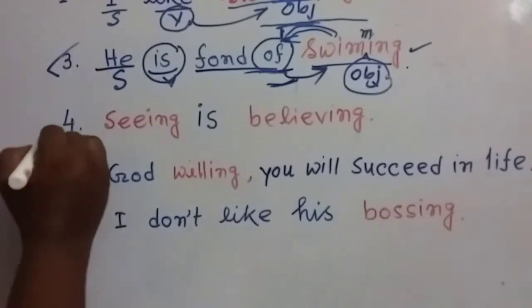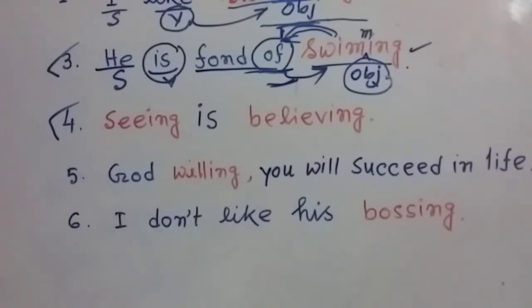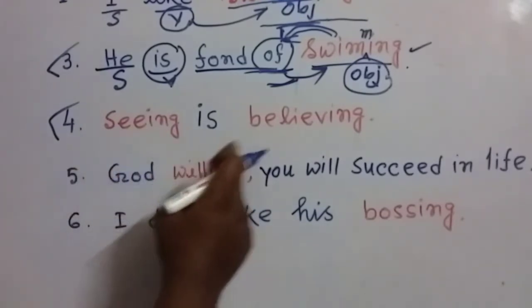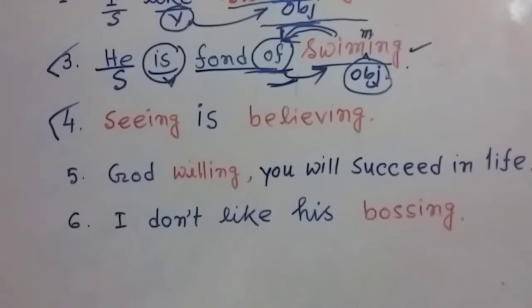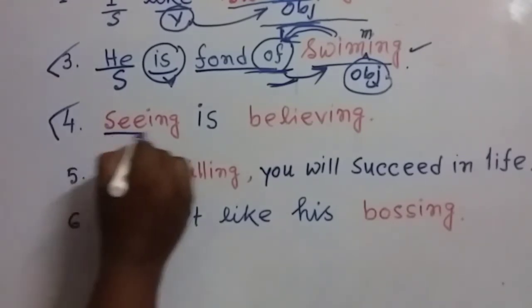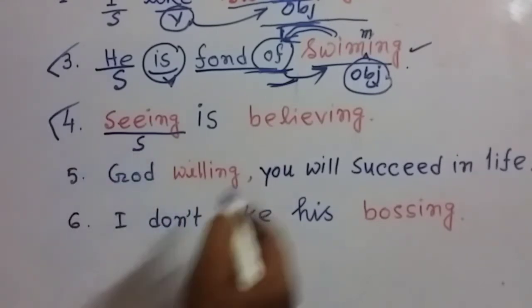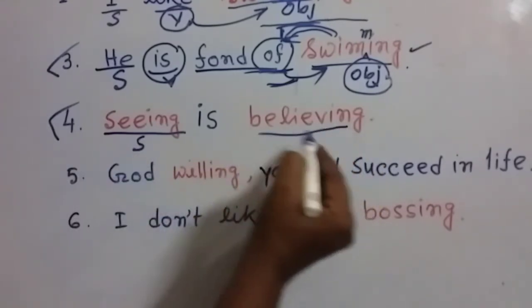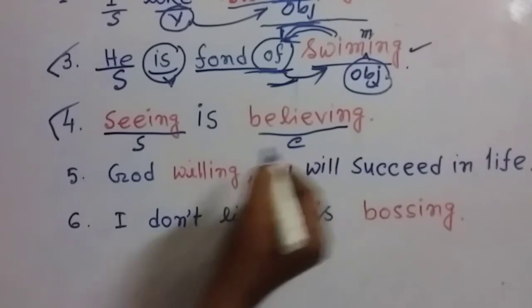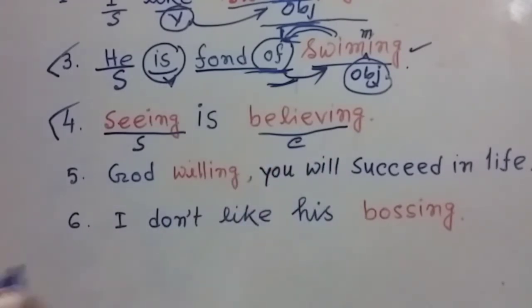Now my dear friends, let's look at this part. Number 4, we have written "seeing is believing." Here you can see this is a noun, this is the subject, and this is not the object, rather it is the complement of this sentence, and this is the verb.